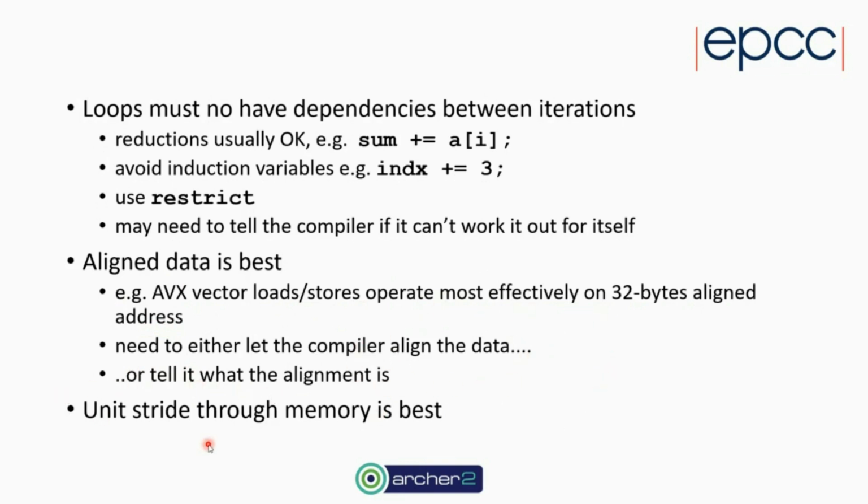And then unit stride through memory is best. Now you can vectorize code that doesn't go unit stride through memory, but you just won't get as good performance, because for each cache line you load up, you're not using individual consecutive elements. You're using an element and then skipping to the next element beyond that. And so you're not getting the best performance because you're going to have to do more loads of your data for each operation that you're doing.